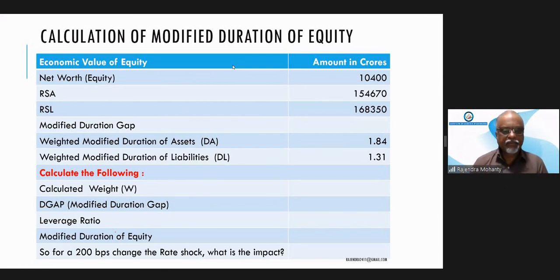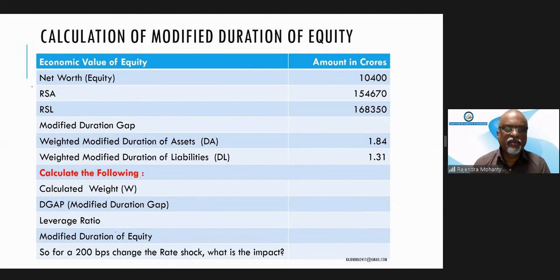Sir, I didn't get modified duration of equity, sir. Modified duration of equity equals your 2 and 3, DGAP multiplied by 3, leverage ratio. What is your DGAP? How much DGAP did you get? 0.41 or 42? 42. Leverage ratio is how much? 14.87. Multiply these two. 6.24. 6.24 is your modified duration of equity.